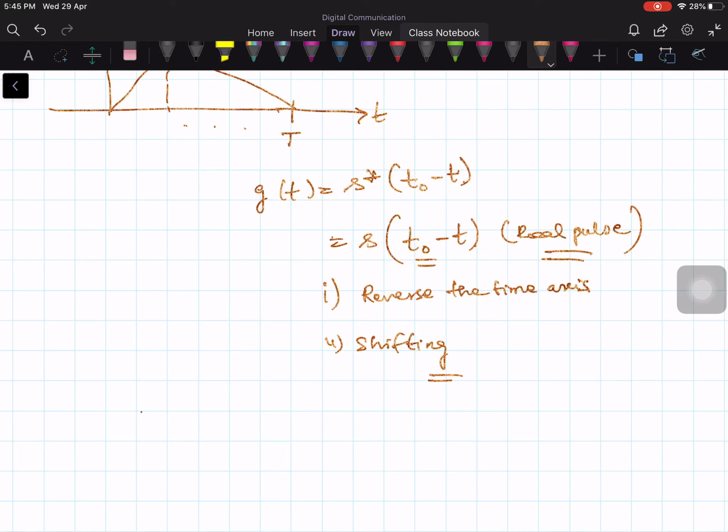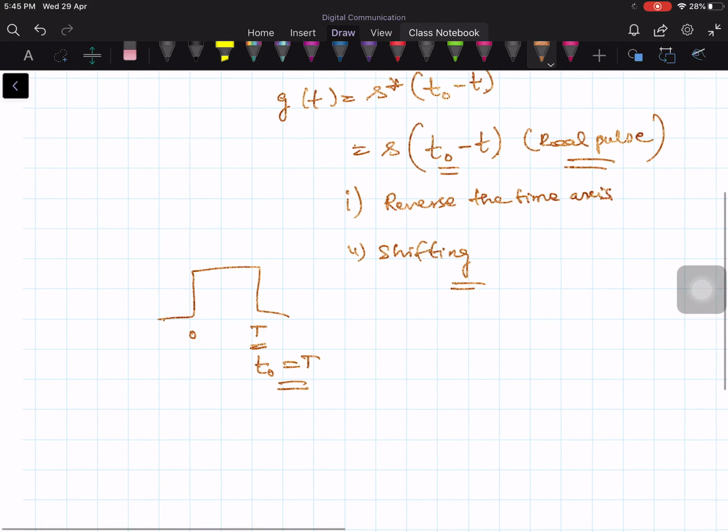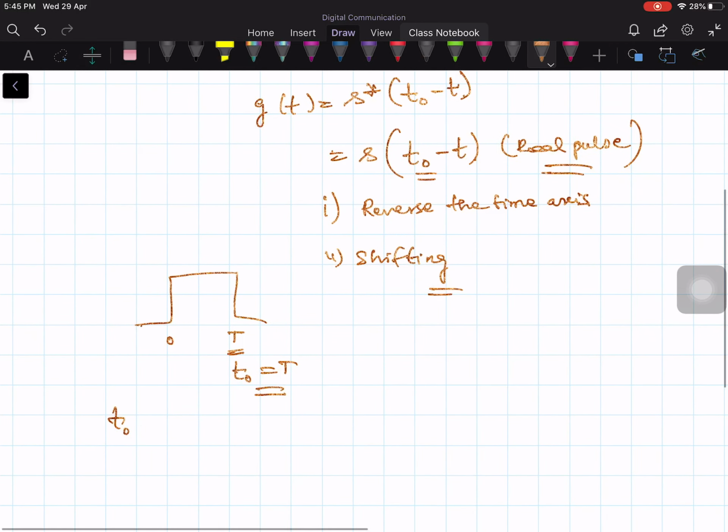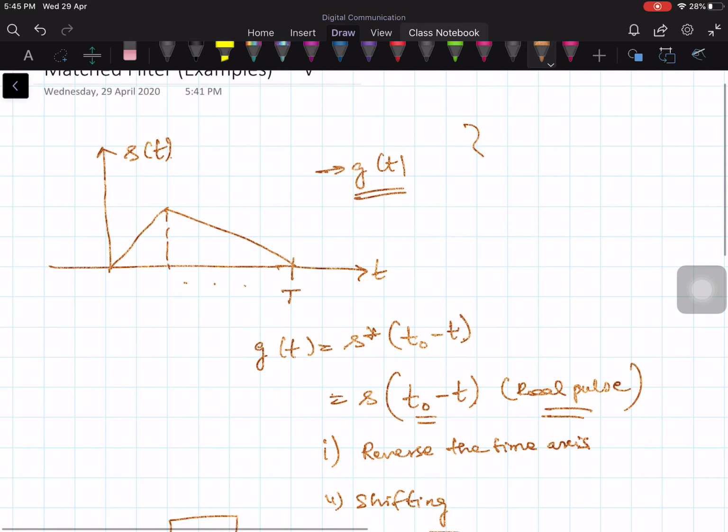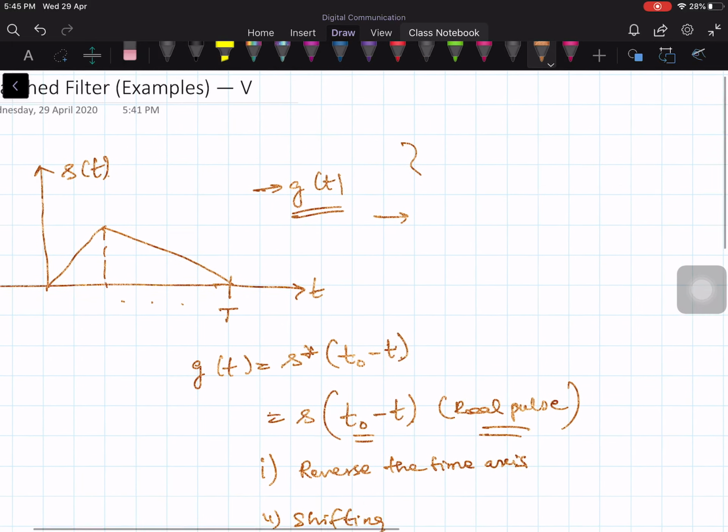In general, suppose you take a pulse that starts from 0 and ends at t. You wait up to t, at least t seconds. Therefore, the t naught value in a communication system will generally be capital T. So let us say t naught equal to capital T. In that case, what happens? This is a two-step process, as I said. The first one is you fold it first.